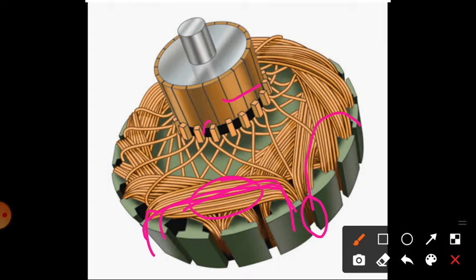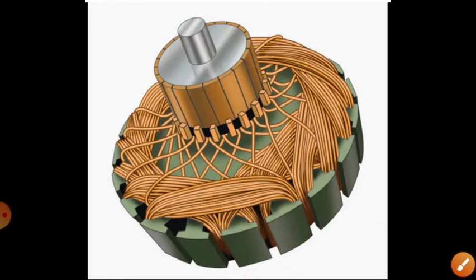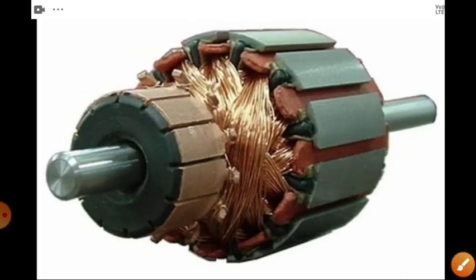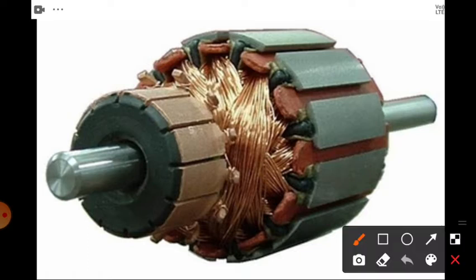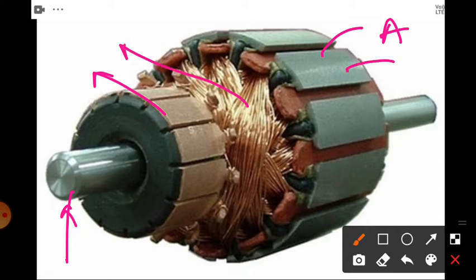Okay, here you can see the brushes. These are the normal machines. You can see this is a good example of our DC machine. As you know, this is a commutator. Okay, so this is a shaft. This is an armature. So the armature consists of the armature core and armature winding.